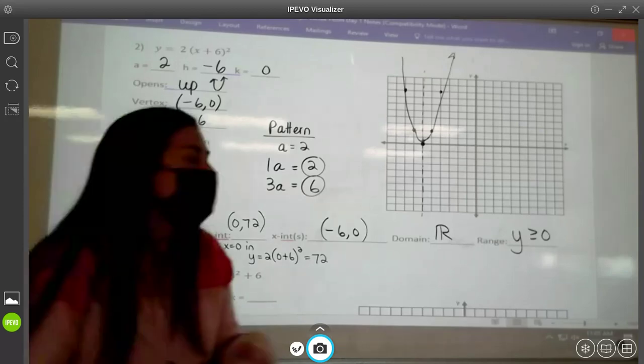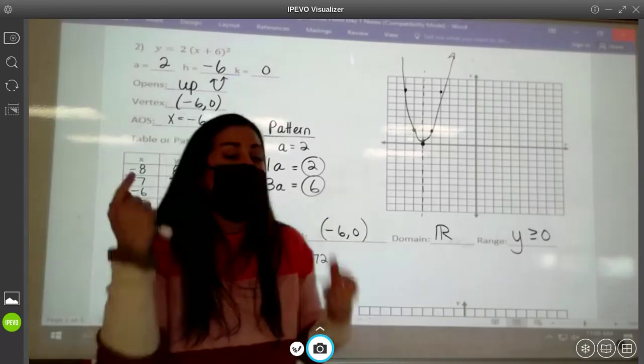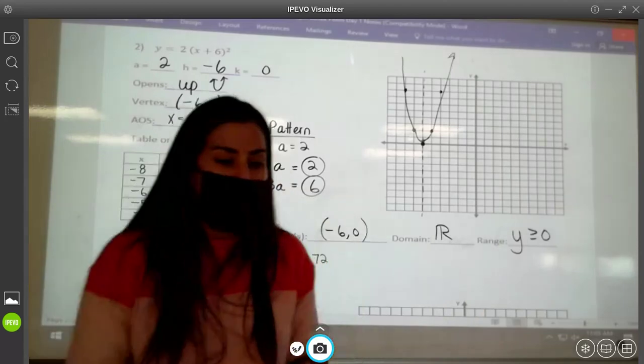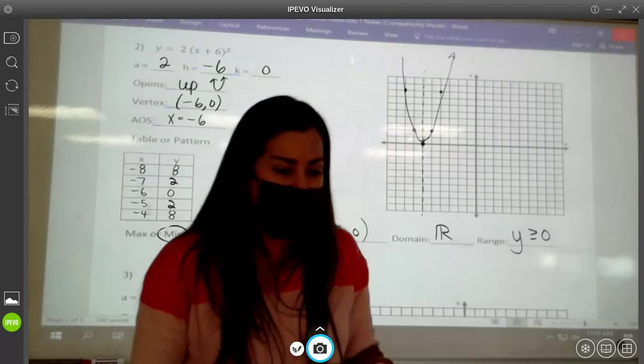Again, hopefully, I know the bottom questions are annoying, but hopefully putting the graph together got a little bit easier because getting the vertex is so much easier now. It's just in the equation. I don't actually have to calculate it.